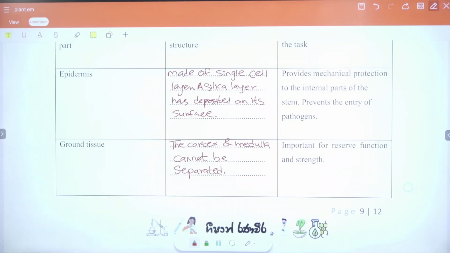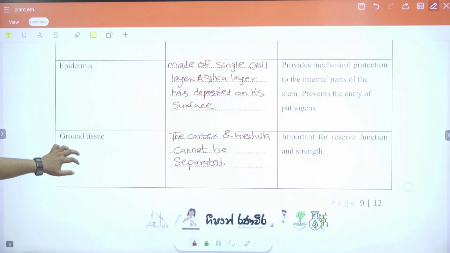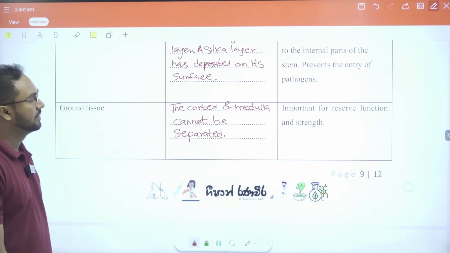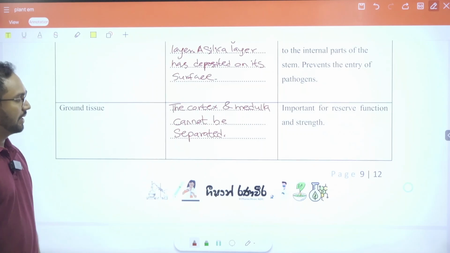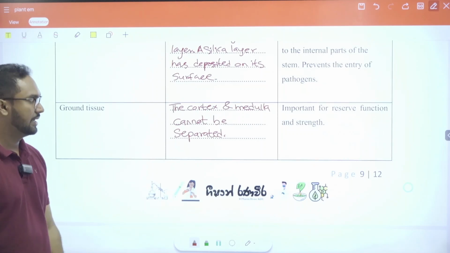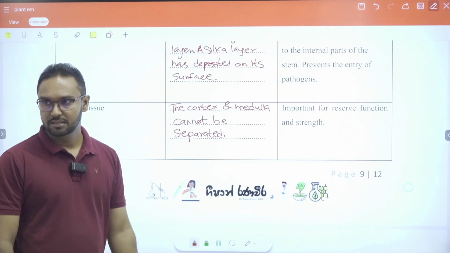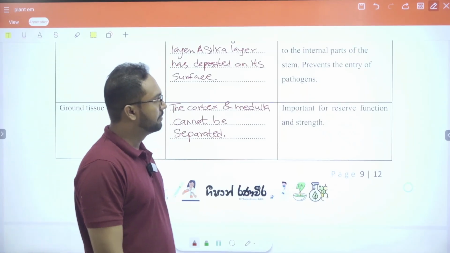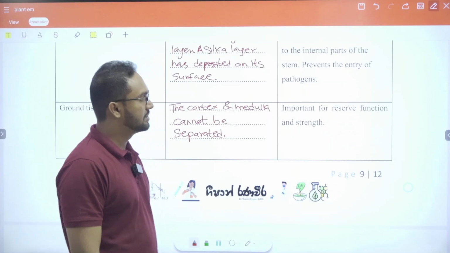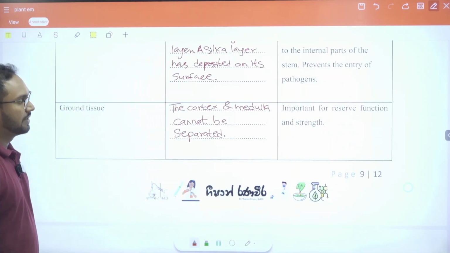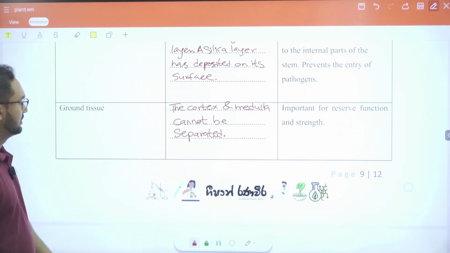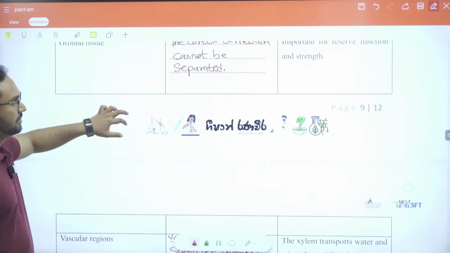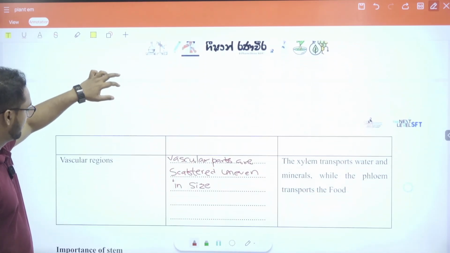And the epidermis, that is epidermis we discussed, and the ground tissue, which is the filling part. The cortex and the medulla cannot be separated. It's more like one unit. So importance is to serve function and strength.